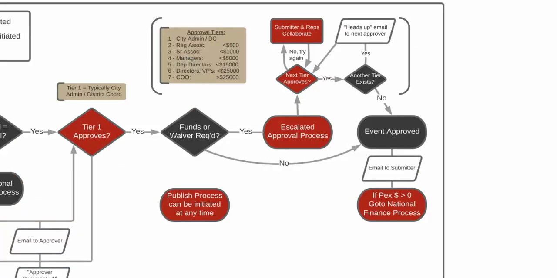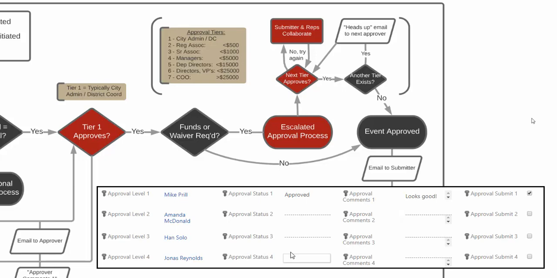Once the Tier 1 approver has approved their portion of the event, the system's going to look at whether or not there's any funding or waivers required. And if not, it's going to say that the event is approved and it can go on its merry way. If there is funds or waiver required, then we're going to move into the escalated approval process, and we can go up into 7 different levels of approval inside of this iteration. So we start at level 2 in this case, and we say, does the level 2 person approve the event? And if so, then it's going to say, all right, is there another tier that exists based on these price thresholds for this particular event?